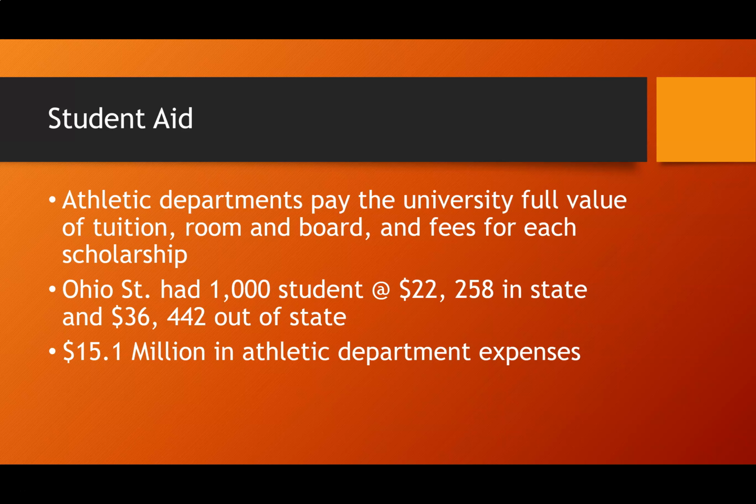Student aid. Athletic departments have to pay the university the full value of tuition, room, board, and fees for each scholarship. For instance, if Ohio State has 1,000 student athletes on full ride scholarships, at $22,000 in-state and $36,000 out-of-state, the athletic department pays the university $15.1 million for those kids to come to school. It's two separate things.